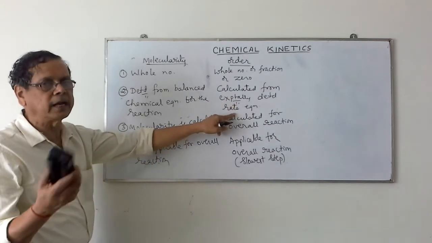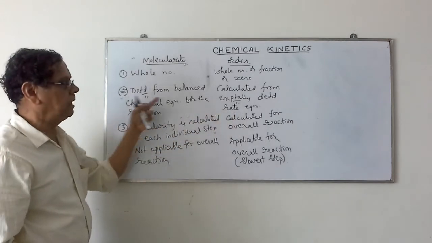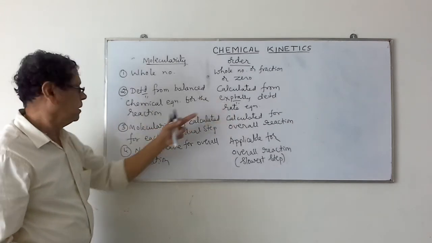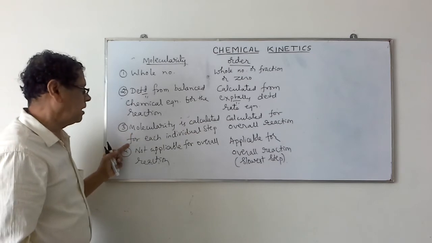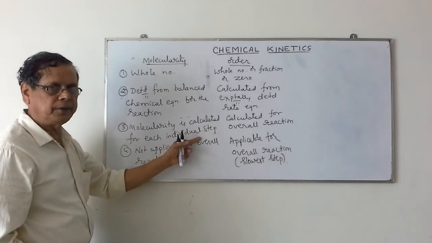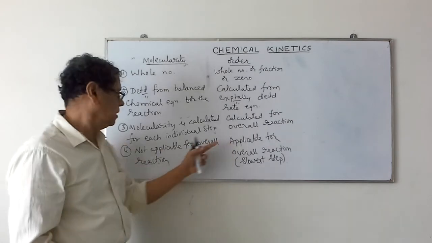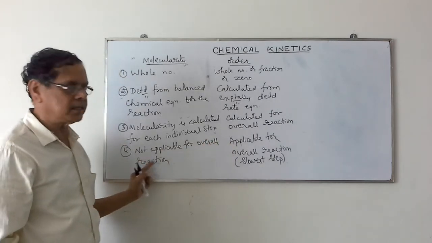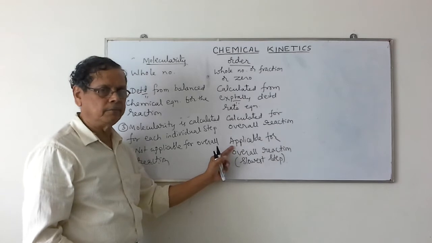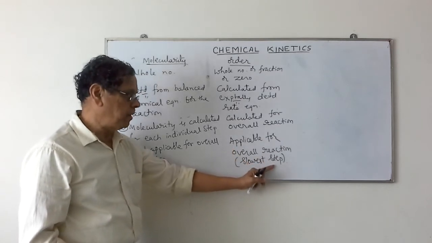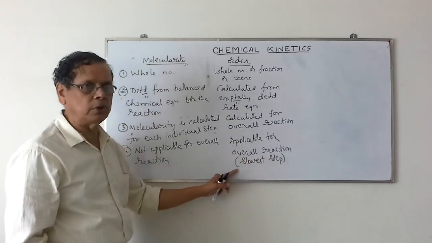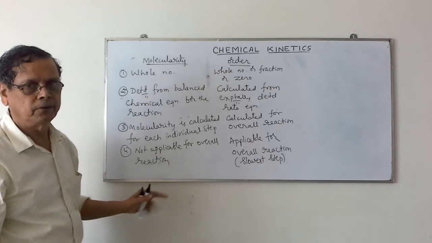If you want, you can write one more point. Molecularity is a theoretical value, order is an experimental value. Molecularity is calculated for each individual step, but order is for the overall reaction. So molecularity is not applicable for the overall reaction, order is applicable for the overall reaction, and it is calculated from the slowest step. Okay.